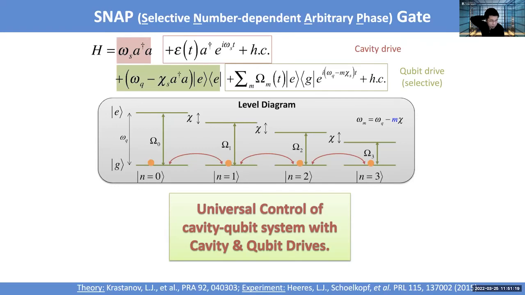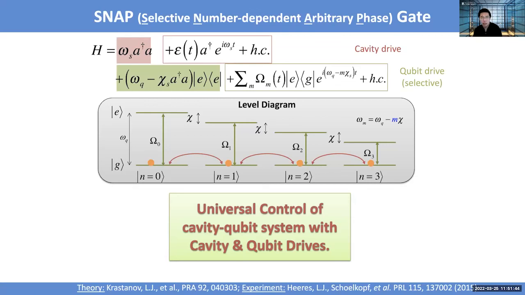And related to Christina's talk earlier on, you can actually use optimal control schemes, like Krotov algorithms, to come up with an efficient optimal pulse control to do a universal operation between the cavity and the qubit systems. So here you can get arbitrary unitaries for the cavity and the qubits.